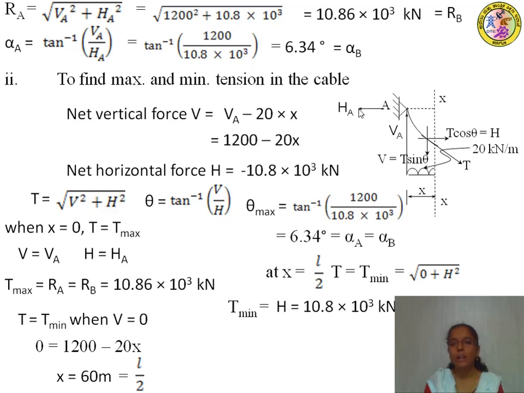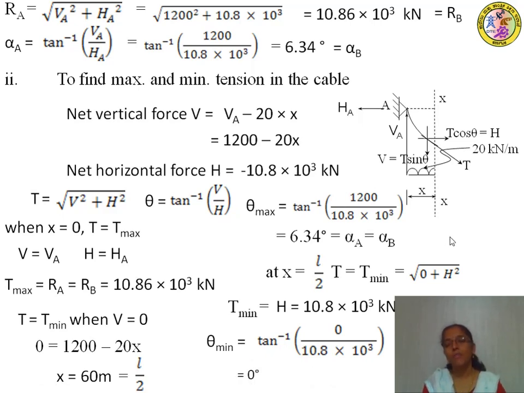So at the midspan, the sag is maximum. Okay, if you draw a tangent at the maximum dip, it will be exactly horizontal. So what is the angle made then? 0. So let us prove it. So theta minimum is equal to tan inverse of V by H. Here V is 0, divided by anything, 0 by anything is 0. So therefore tan inverse of 0 is 0 degrees. So at the maximum dip, if you draw a tangent, it will be exactly horizontal.